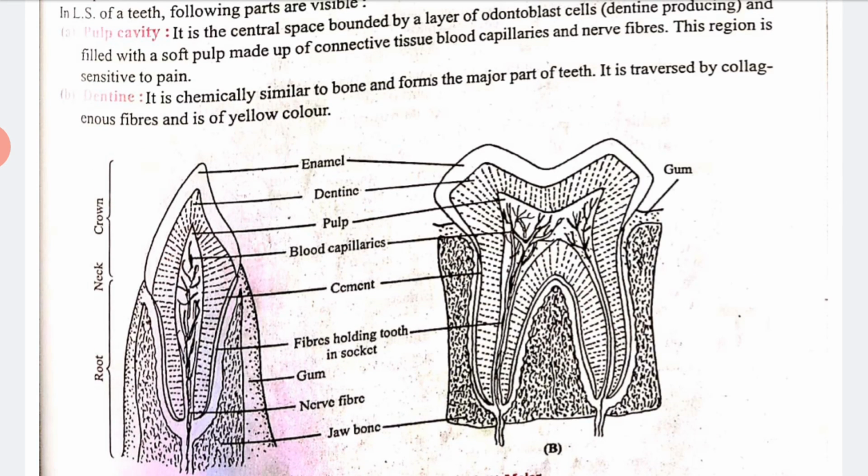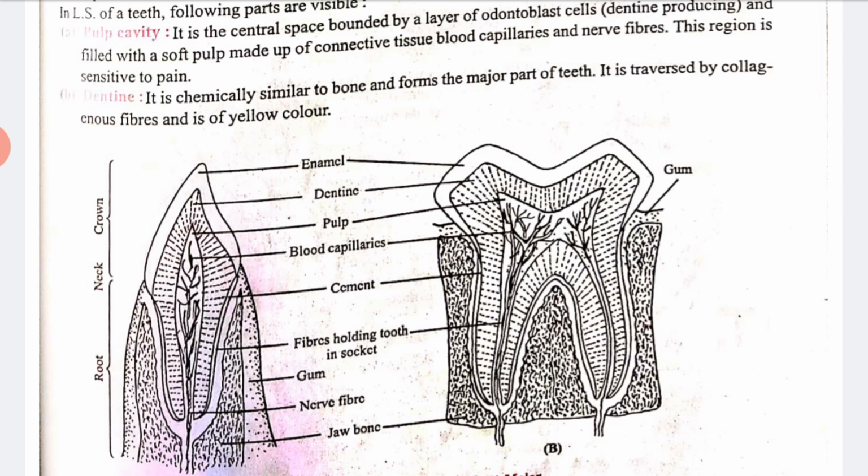Now next we have dentine. You can see in this picture the second part is dentine. It is chemically similar to bone and forms the major part of the tooth. It is traversed by collagenous fibers and is yellow in color. That is why we have a little yellow color in our teeth.